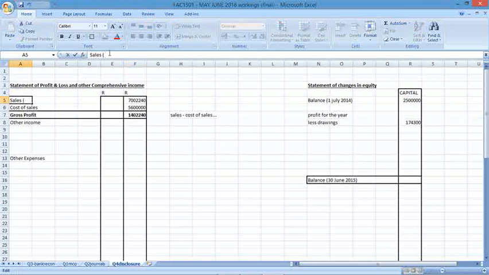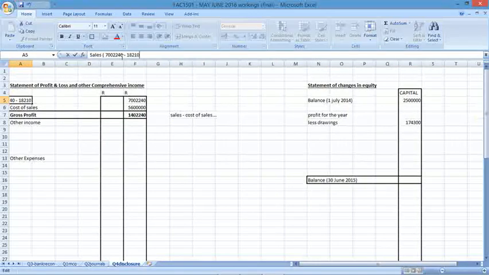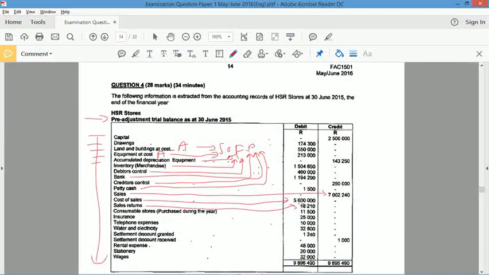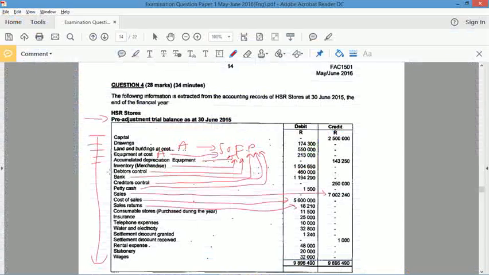So open brackets 7002240, minus the sales returns. What is the sales returns? 18210. 18210 asterisk sales return. That would be better in terms of disclosure and presentation. So I should actually update this figure. If I take the 7002240 and subtract the 18210, I'm going to get that answer. Then I just need to update my gross profit. Because here they did give you sales returns, it would be better to show it here in brackets as a working, instead of another other expense.